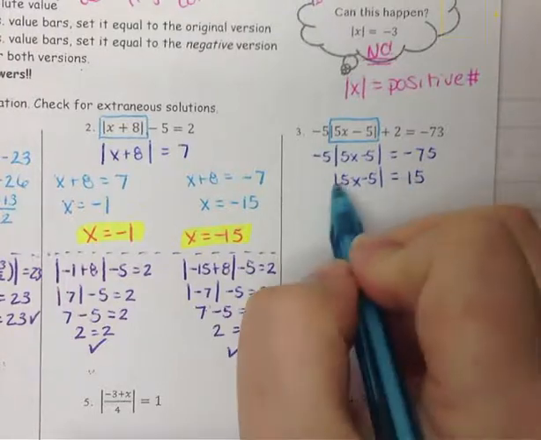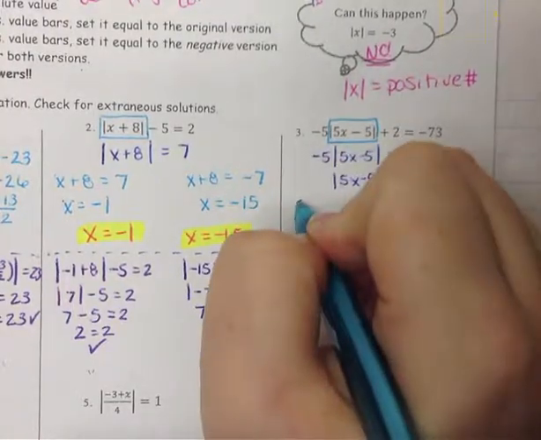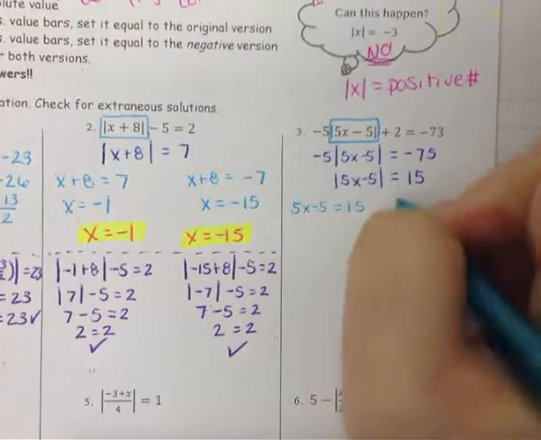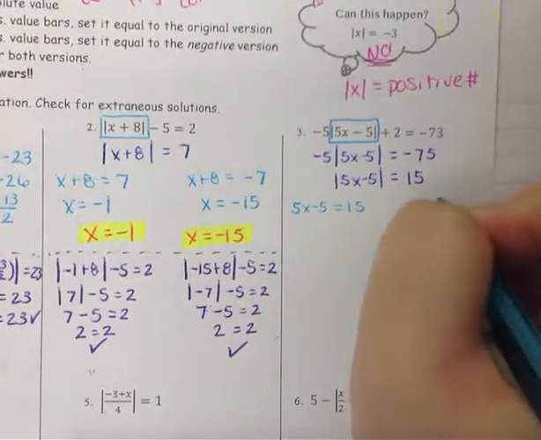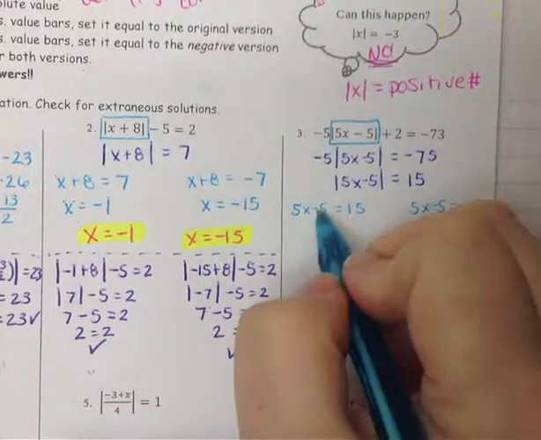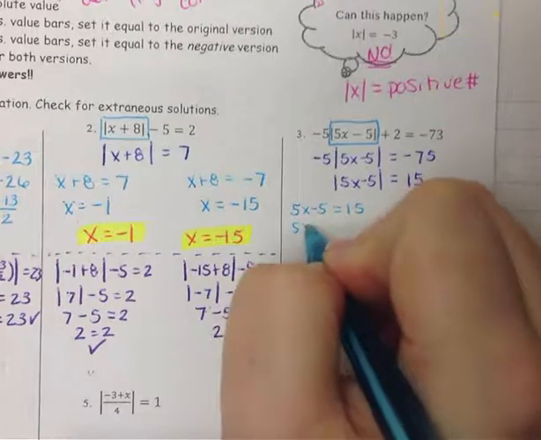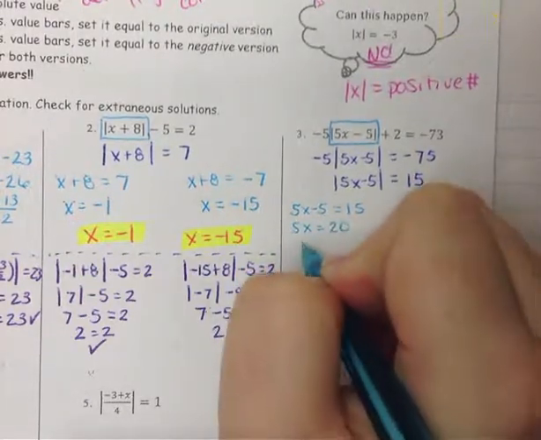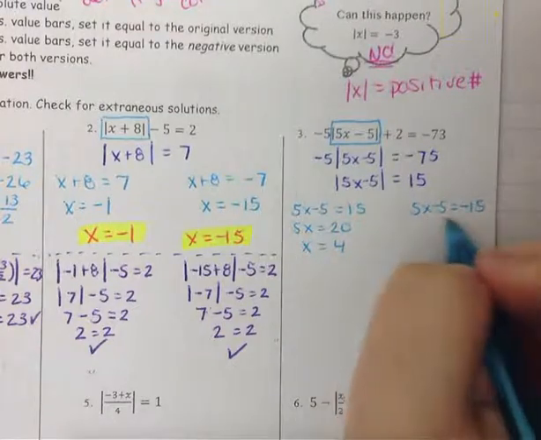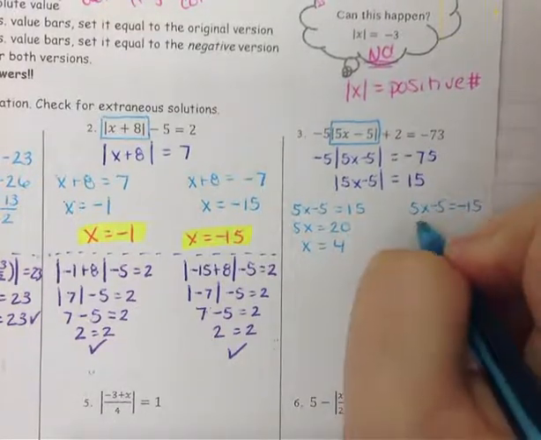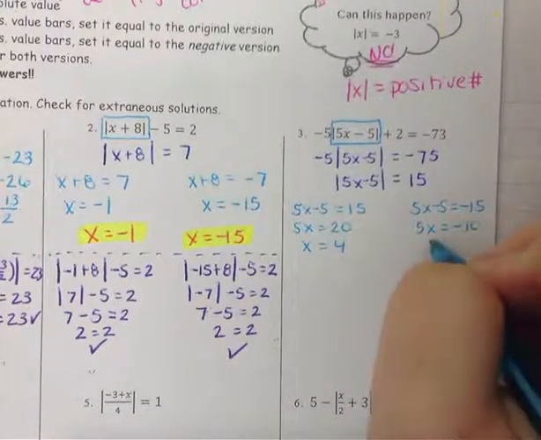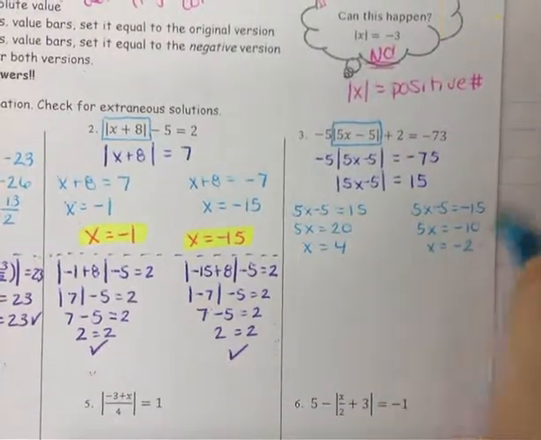So we're going to set it up without the absolute values to the original. So we're going to have 5x minus 5 is equal to 15. And then we'll have 5x minus 5 is equal to a negative 15. We're going to add the 5. So we're going to have 5x is equal to a positive 20, and then x is equal to a positive 4 because you divide by the 5. Same thing over here. I'm going to add the 5. End up with 5x is equal to a negative 10. Divide by 5, we get x is equal to a negative 2.